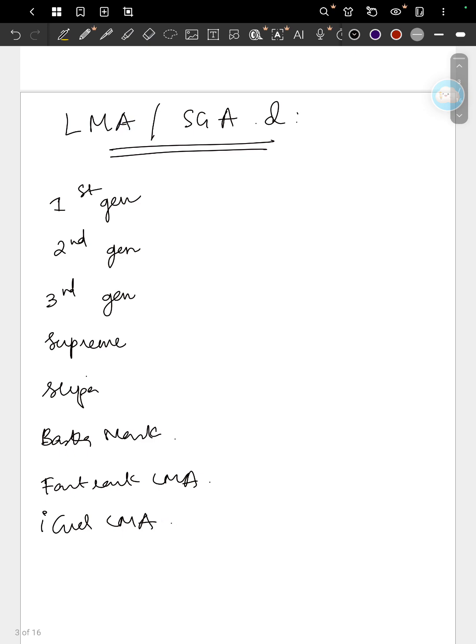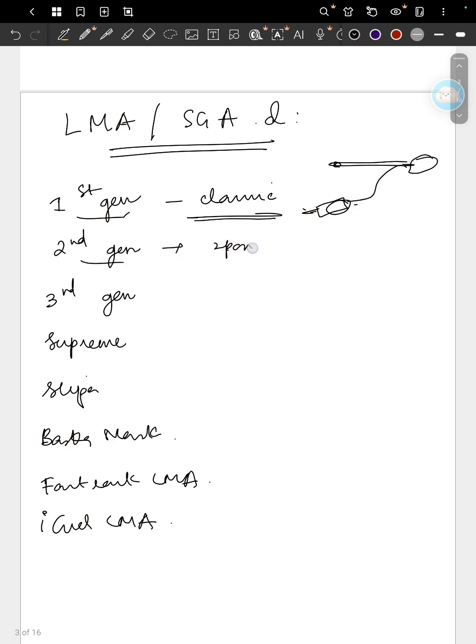Coming to the first gen, this is also called the classic LMA, and it looks something like this with a single port basically. That's the most important point you have to remember about first gen. And coming to second gen, we'll be having two ports. One port is for aspiration and another port is for oxygenation. So we will be having two ports.